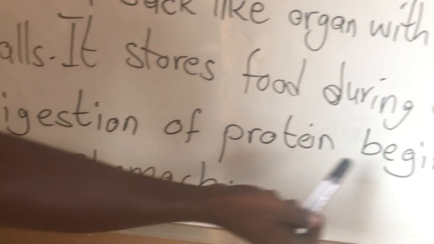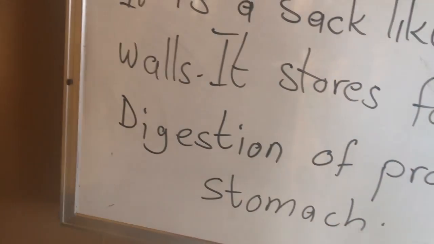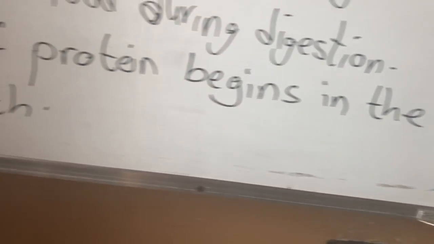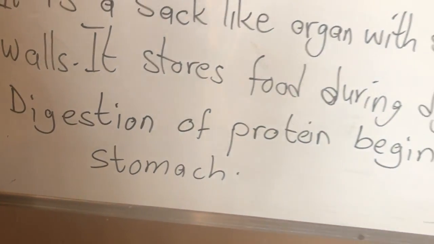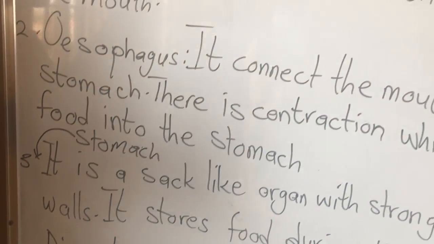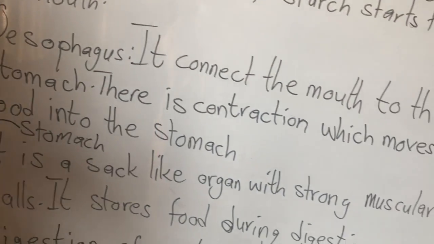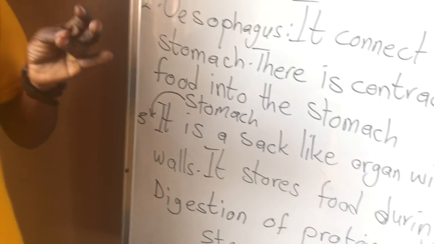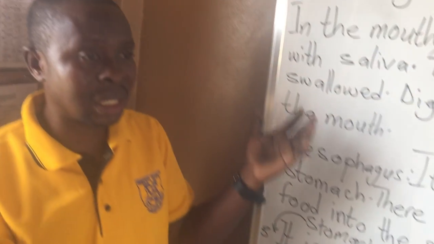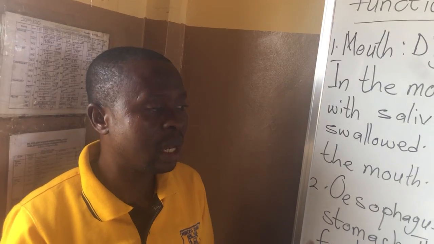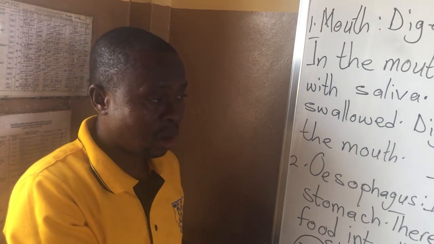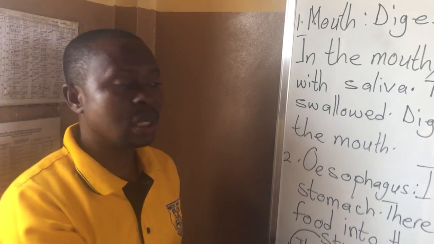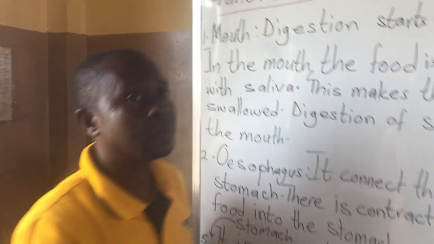Digestion of protein begins in the stomach, okay? So the digestion of protein starts from where? From the stomach. We are saying that the stomach stores the food, and after storing the food, protein foods also start digesting from the stomach. Protein food like egg, beans, meat, cheese and other protein foods you can name, they start digesting from where? From the stomach, okay?